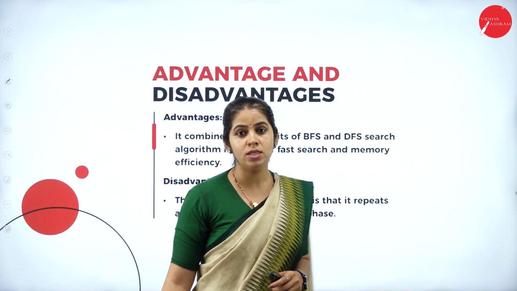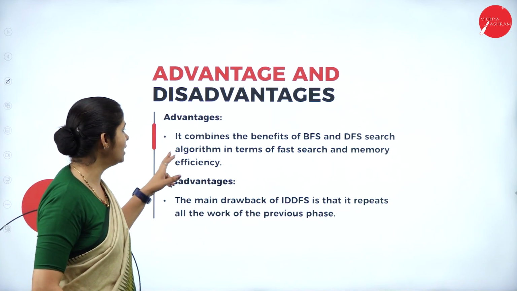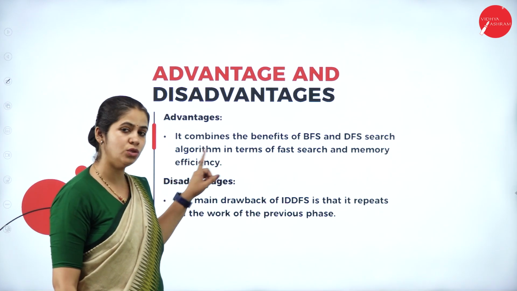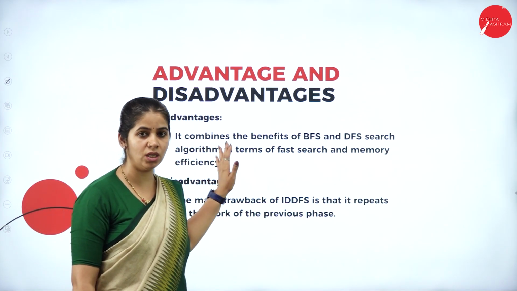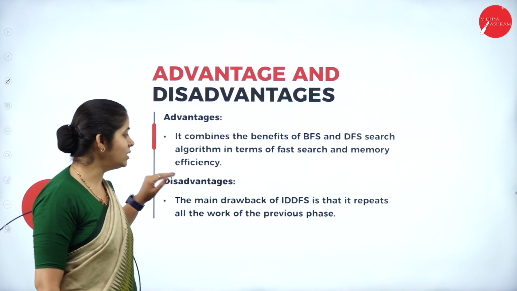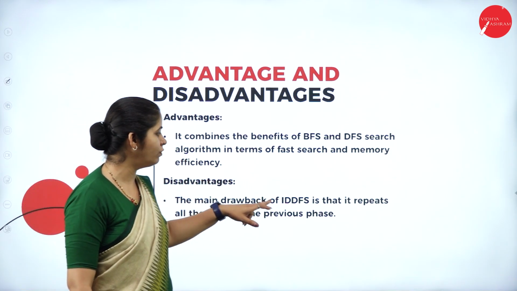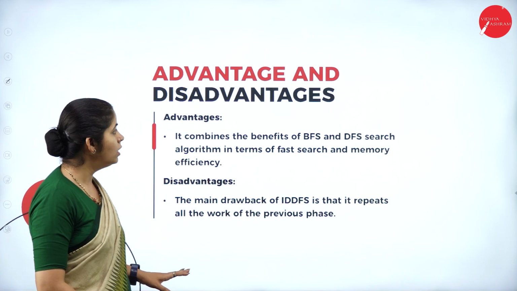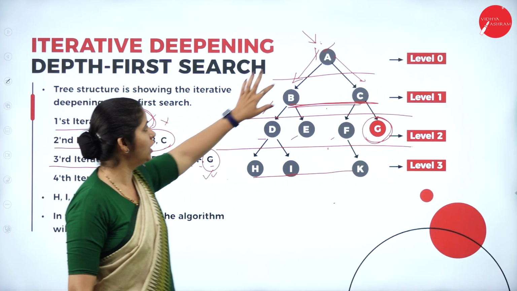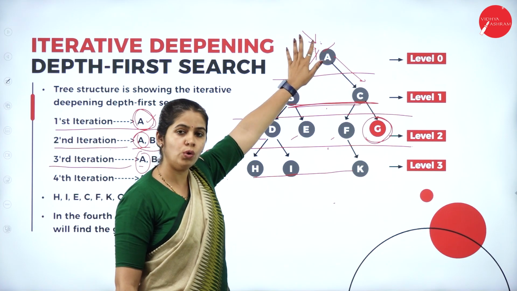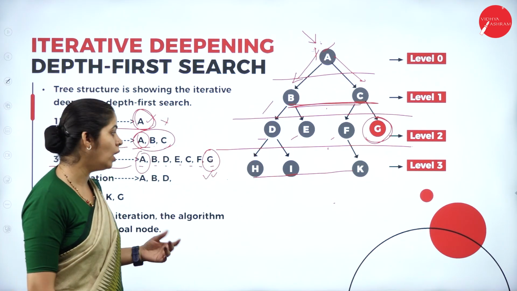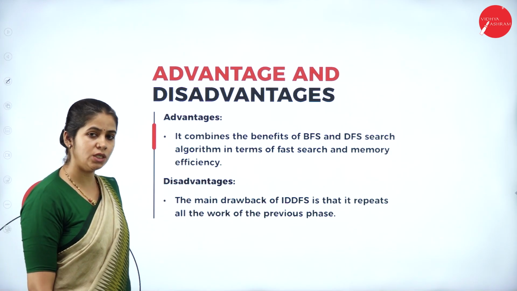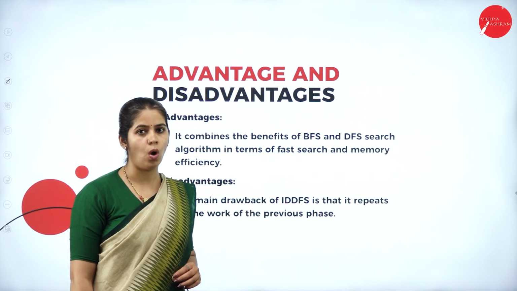What is the advantage and disadvantage of this particular algorithm? It combines the benefits of BFS and DFS in terms of fast search and in terms of memory, as we have discussed in the introduction. And what is the disadvantage? The main drawback of this algorithm is that it repeats all the work from the previous phase. That is what we have said. For each iteration, it has to start from the root node itself. So it consumes more time when we are searching. That is a major disadvantage we have in the iterative deepening depth first search algorithm.